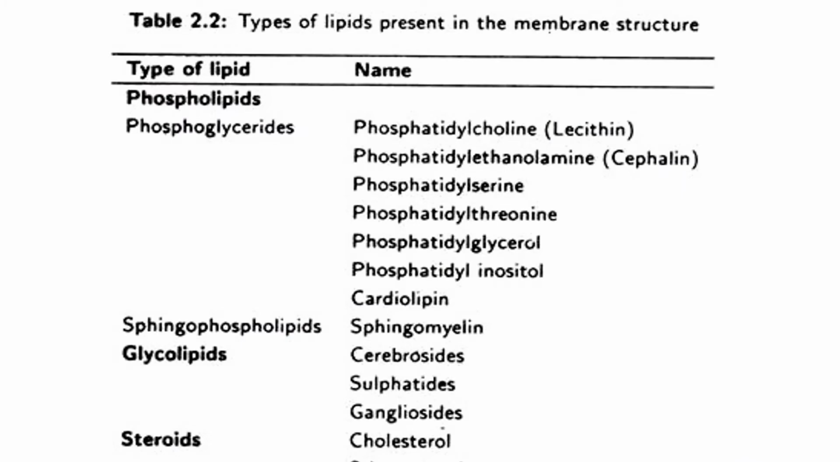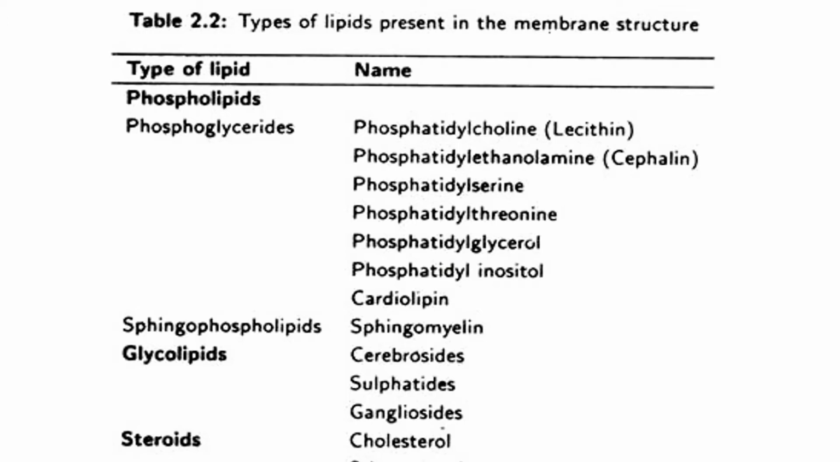This table shows you the different types of conjugated lipids which are present in the plasma membrane or the cell membrane of human beings or mammalian cells. As far as phospholipids are concerned, we have just been through this, that it can be phosphatidylcholine, and its other name is lecithin. It can be phosphatidylethanolamine with the name cephalin, phosphatidylserine, phosphatidylthreonine, phosphatidylglycerol, and phosphatidylinositol.